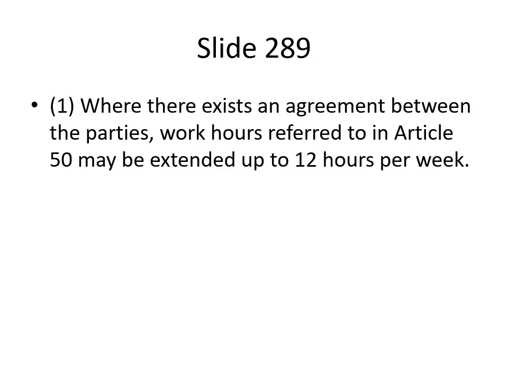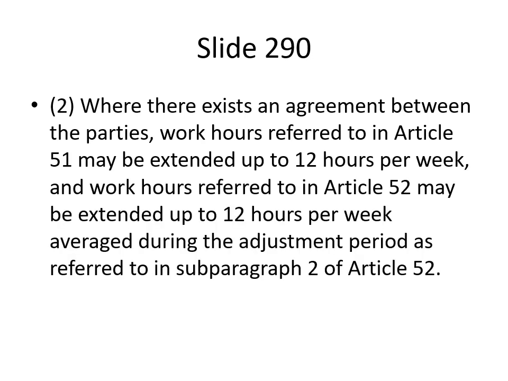Article 53. Restrictions on extended work. 1. Where there exists an agreement between the parties, work hours referred to in Article 50 may be extended up to 12 hours per week. 2. Where there exists an agreement between the parties, work hours referred to in Article 51 may be extended up to 12 hours per week, and work hours referred to in Article 52 may be extended up to 12 hours per week averaged during the adjustment period as referred to in subparagraph 2 of Article 52.